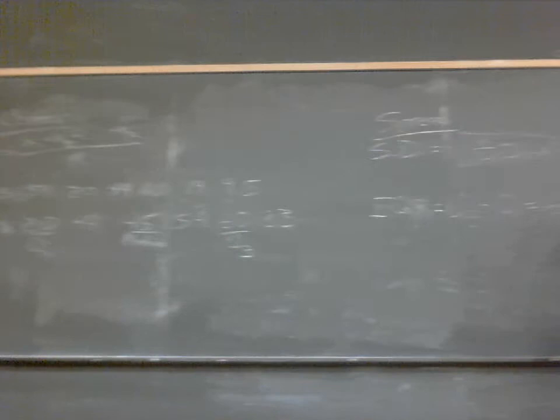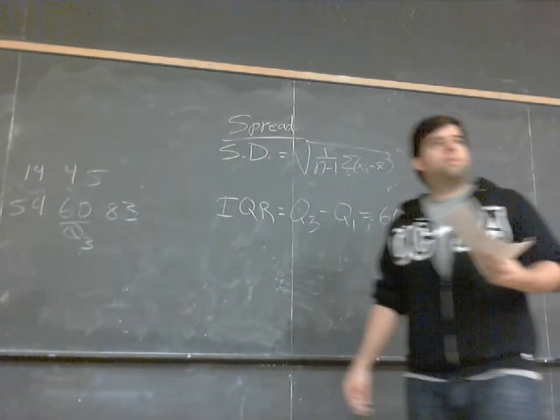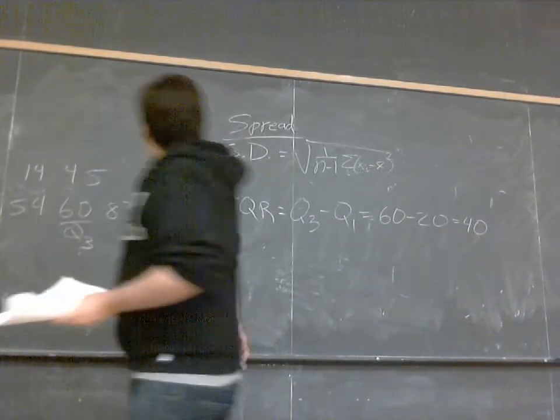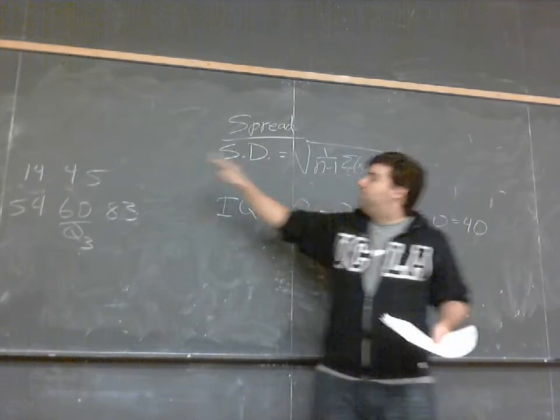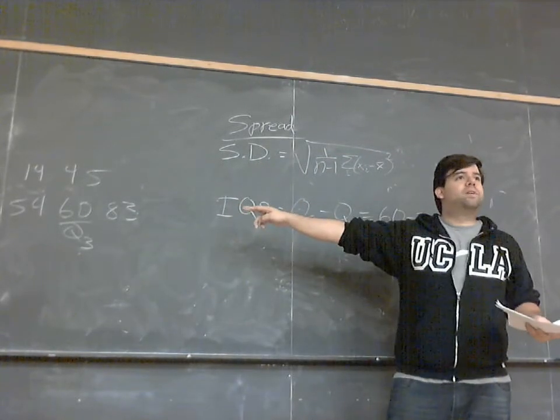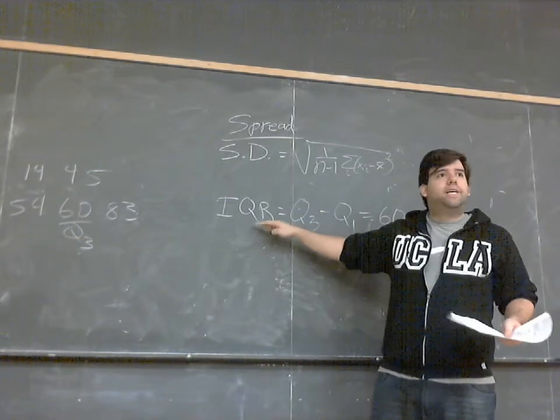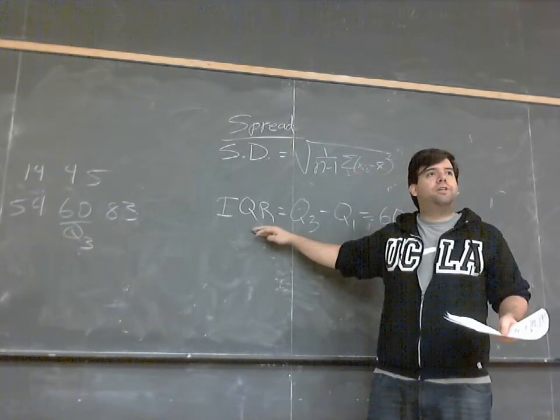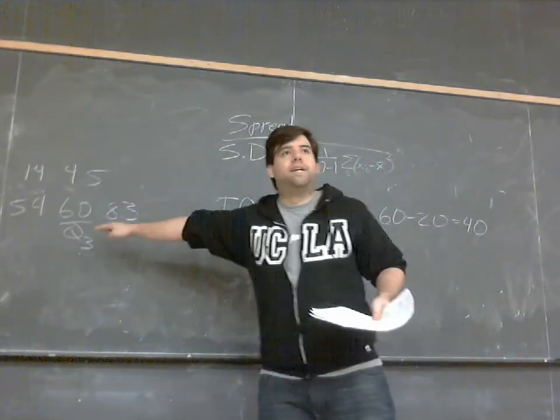Yes? How do you know what's the standard deviation? How do you know what's IQR? Standard deviation when you have symmetric data. IQR when you have skewed data. Thank you. Remember, the two things that need to be put in order first go together. The IQR and the median go together.